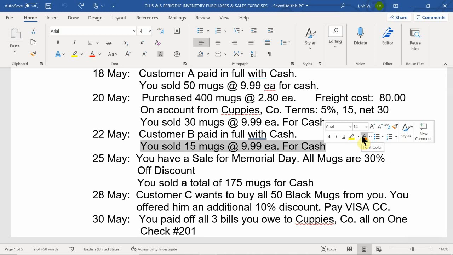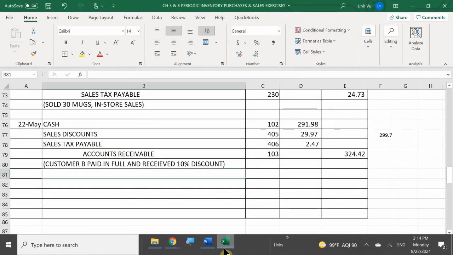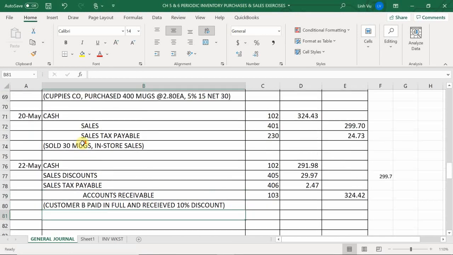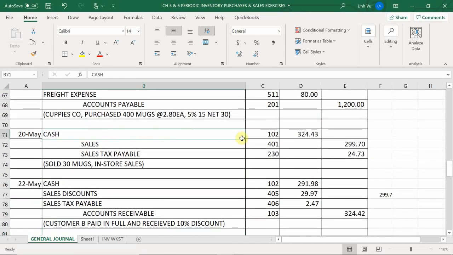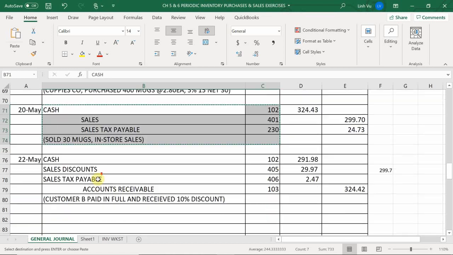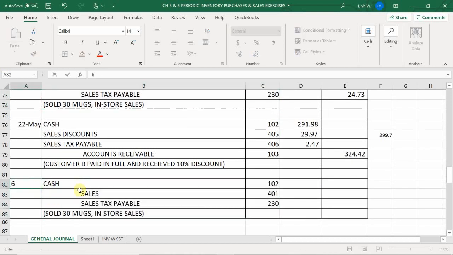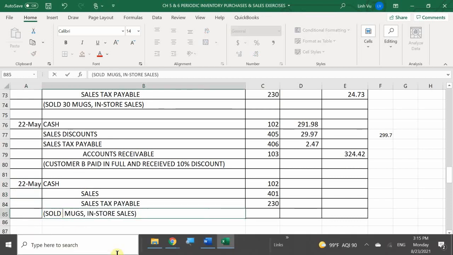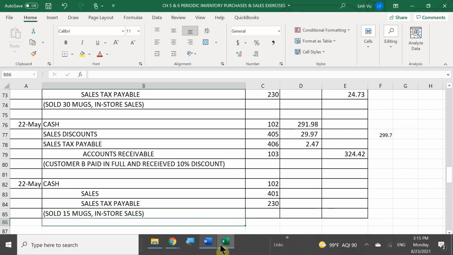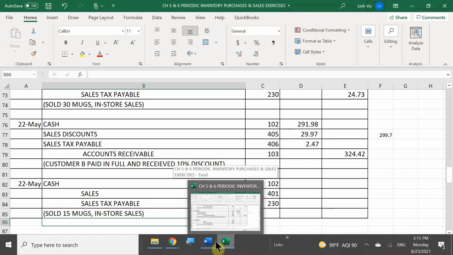Cash and sales tax. Cash, what else? Sales and the sales tax. Good. Cash, sales, and sales tax, because here on the 22nd of May, we sold 15 mugs.